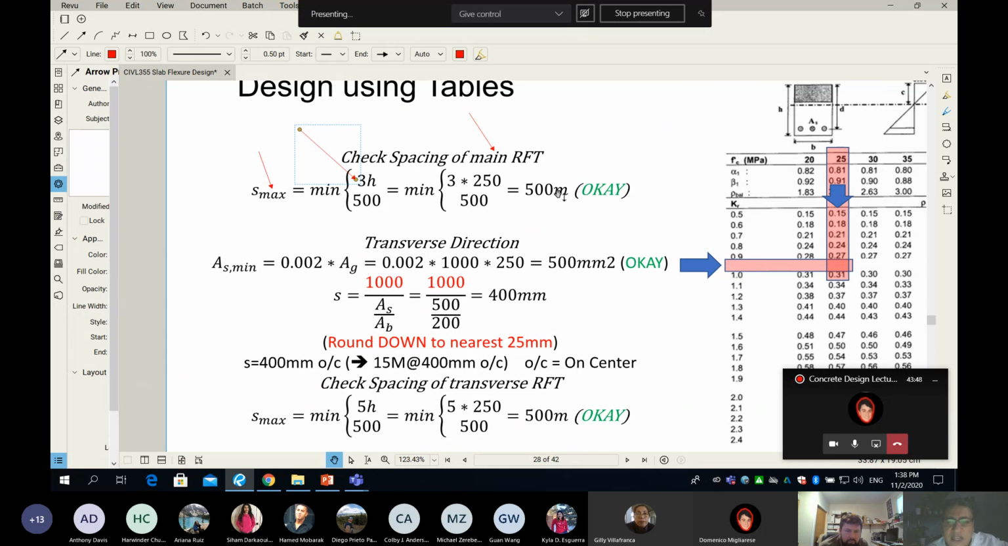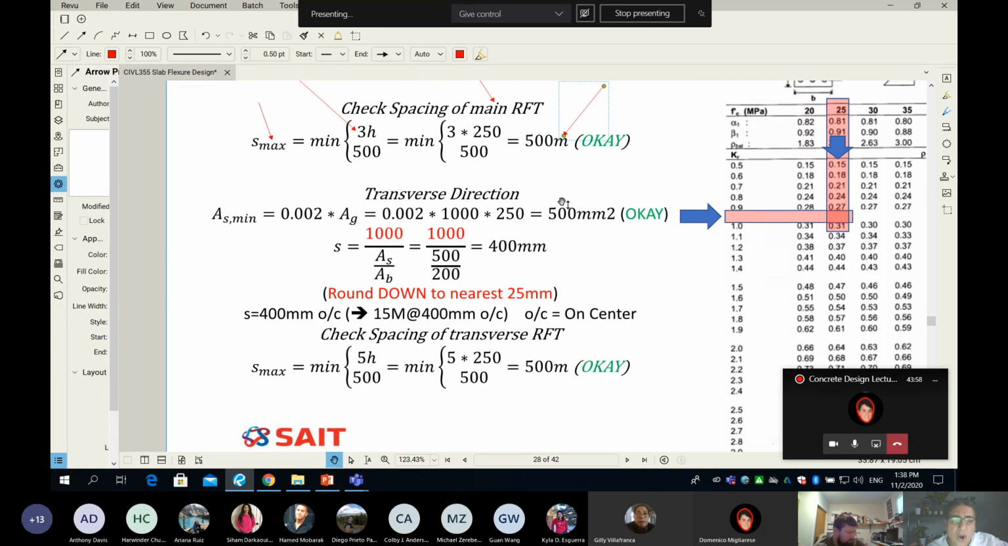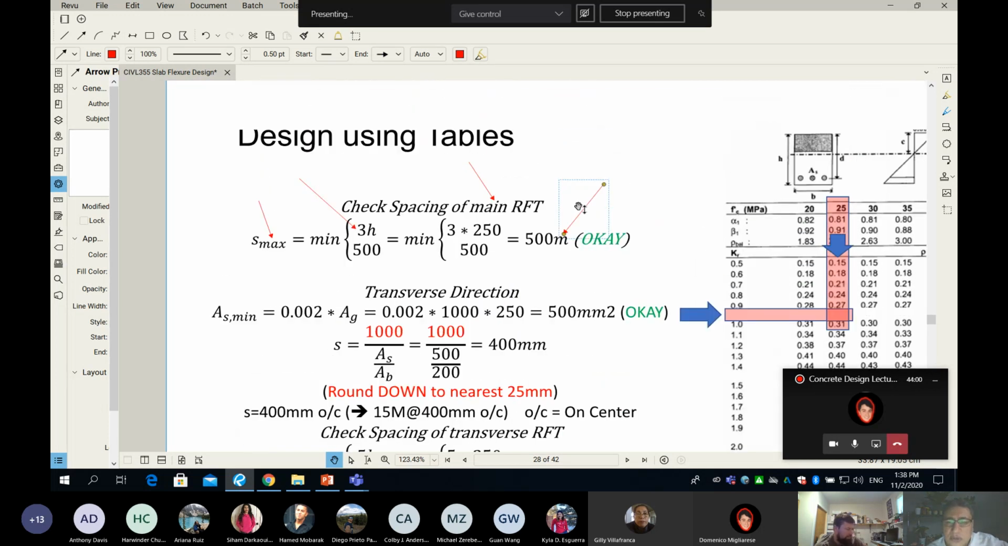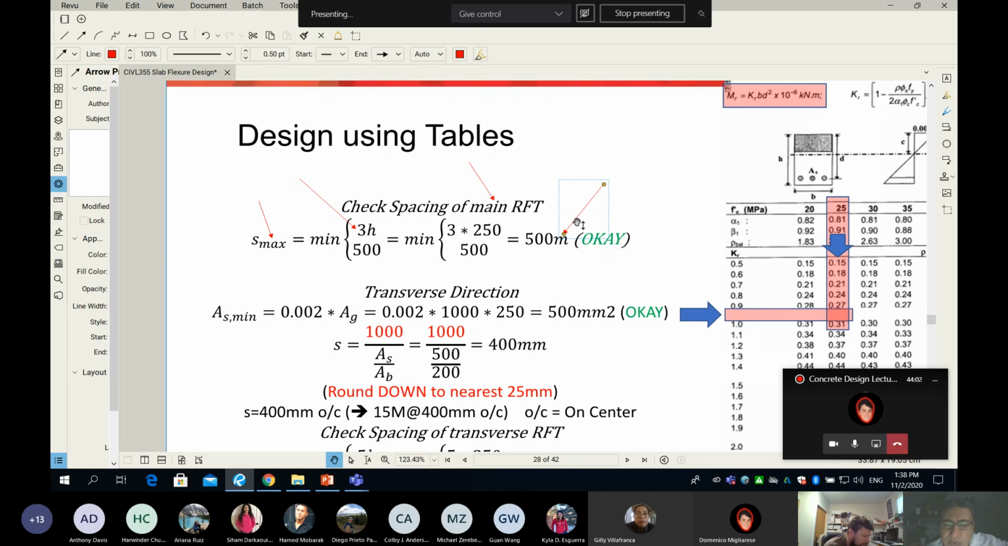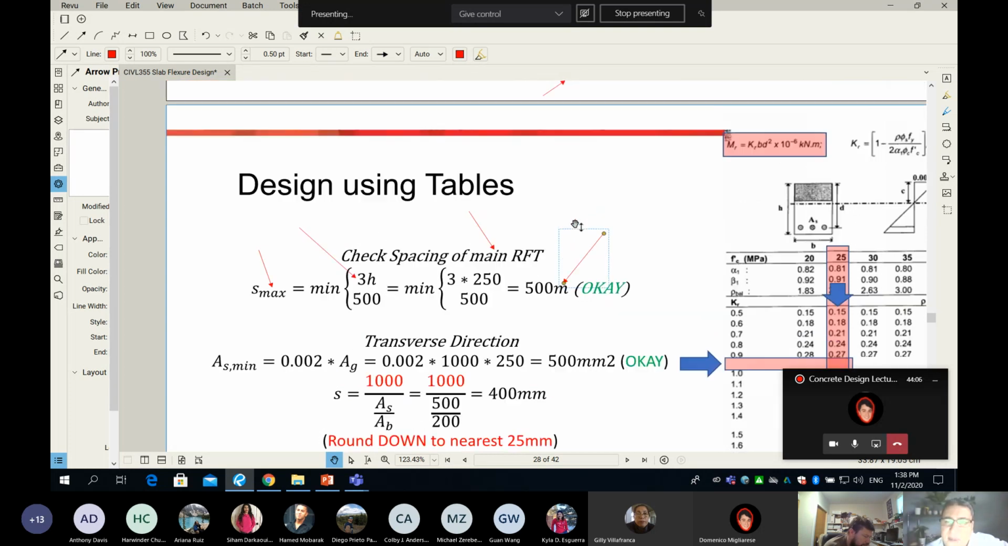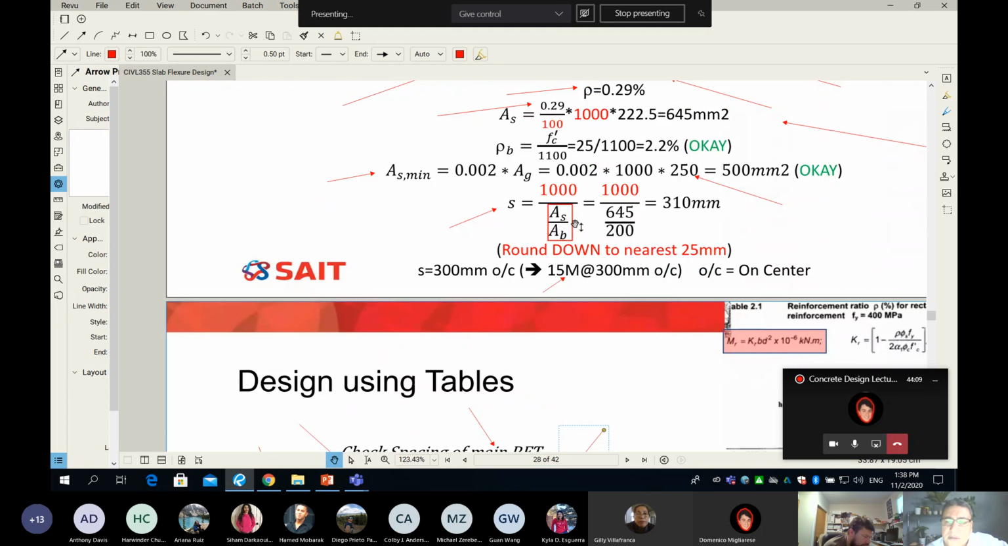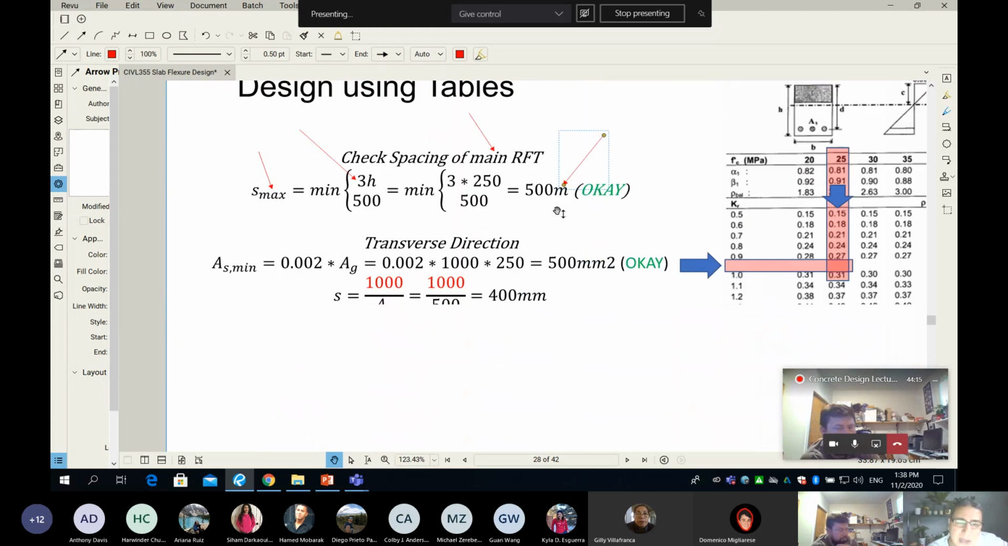Please take a note that this is wrong. This is millimeters. A mistake, huh? That's a mistake, so it's millimeters. Please change that one. It's millimeters. So the code is asking for a maximum spacing of 500 mm. Are we okay? Yes, we're okay because we're at 300. Exactly. Thank you so much.